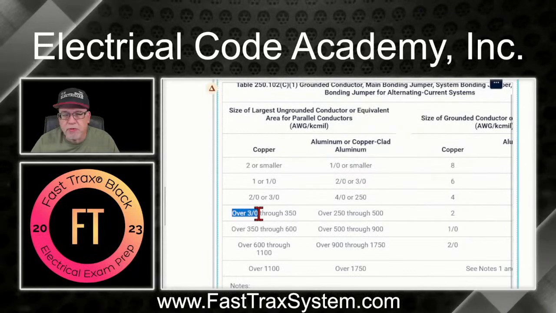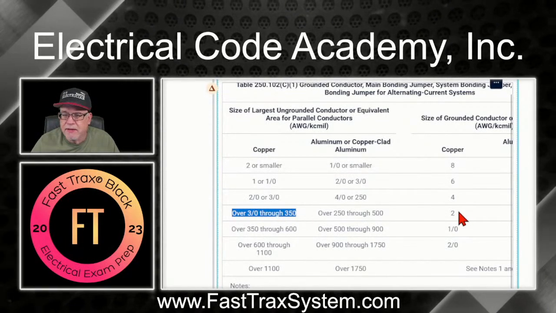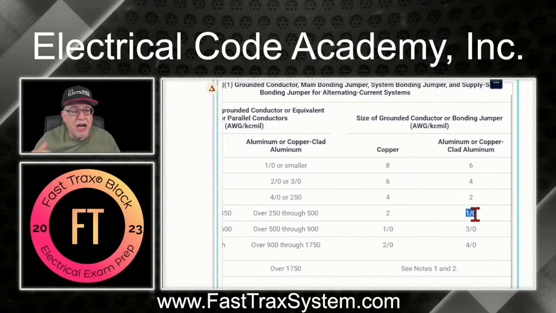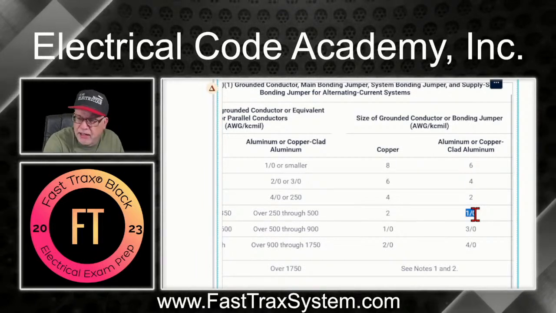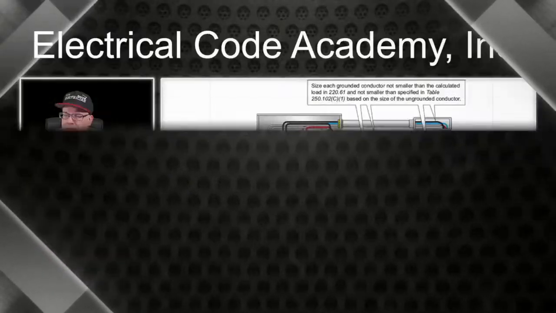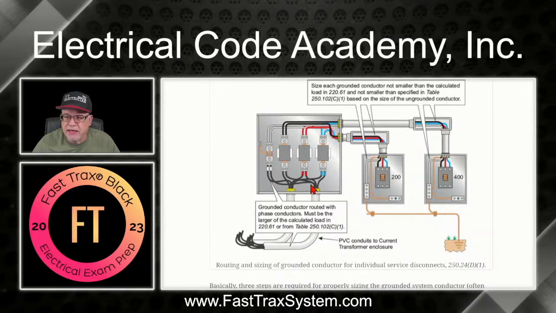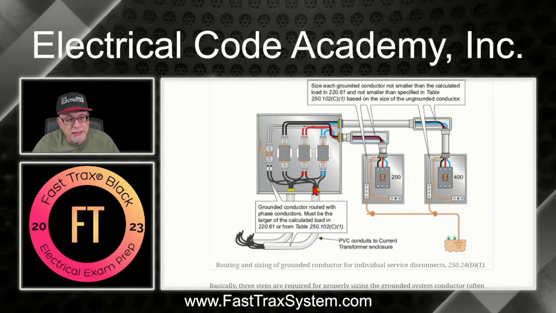And over 3/0 through 50, and there's where we get the 2 copper, and there's where they would get the 1/0 aluminum. Okay, so that's what we would have in this raceway. Over here, that's what we have in this raceway, and this is the same size, so it would also be in this raceway. Okay.